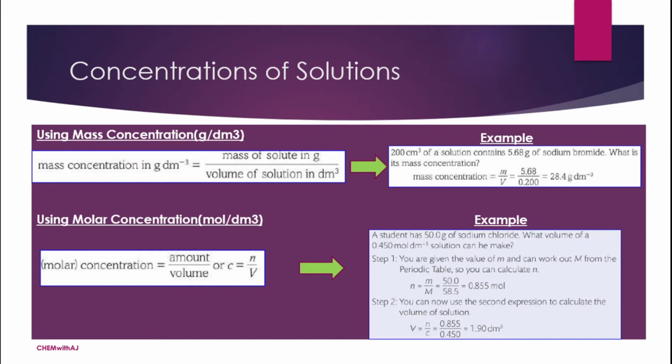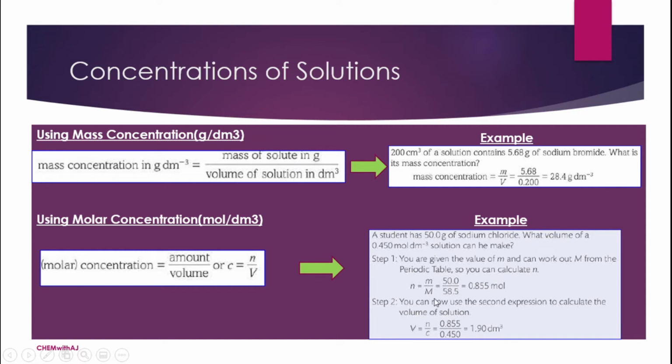And so then after that we can calculate the amount in moles. So we use the mole equation: mole equals mass over molar mass. 50 over the molar mass is 58, the formula mass is 58.5. So then we have 0.855 moles of sodium chloride.